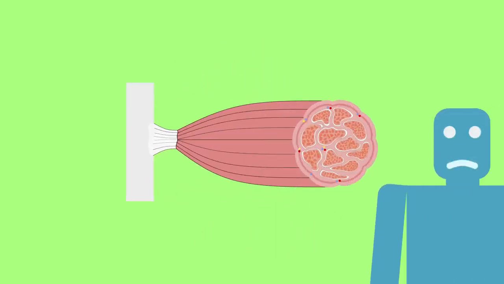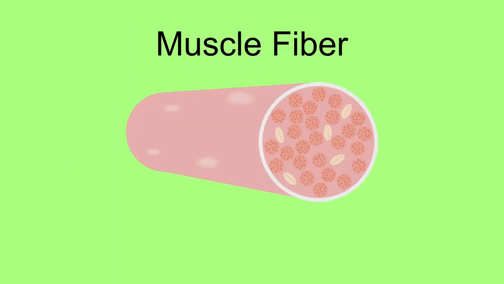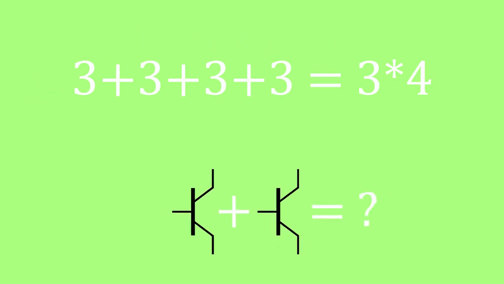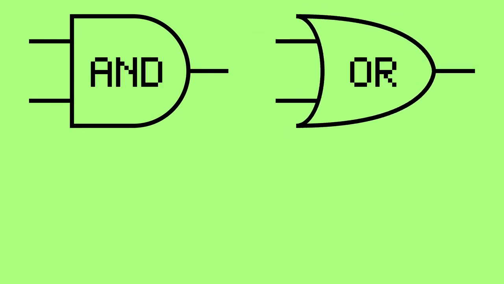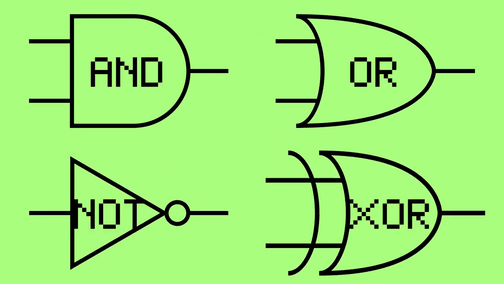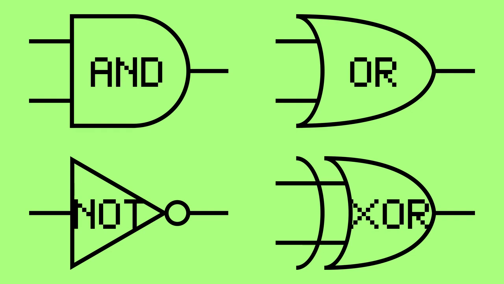Remember our muscle from the beginning? You put a bunch of myofibrils together and called it muscle fiber, so we don't have to care about individual myofibrils. And we do the same with transistors. Mathematicians have a special symbol for multiple additions, and we have special symbols for our logic gates too. A long D for an AND gate, a pointed D for an OR gate, a triangle with a dot for the NOT gate, and a pointed D with a curve behind it for the exclusive OR gate.